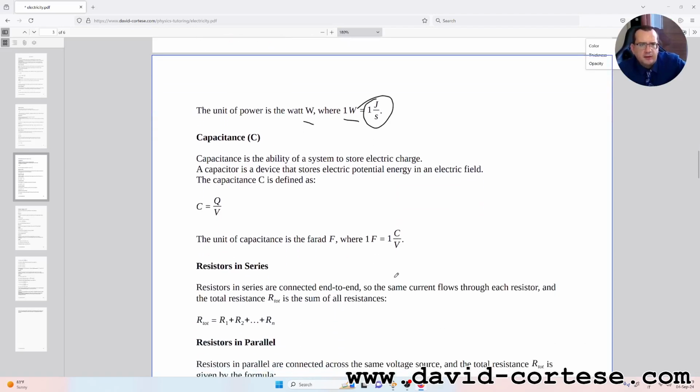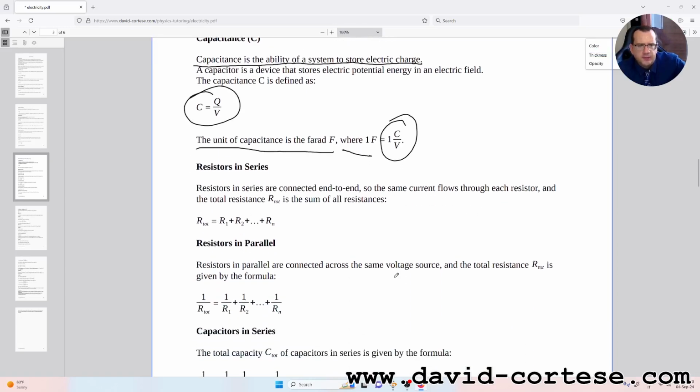Capacitance, C. Capacitance is the ability of a system to store electric charge. A capacitor is a device that stores electric potential energy in an electric field. The capacitance C is defined as C is equal to Q over V. The unit of capacitance is the farad, F, where 1 farad is 1 coulomb over 1 volt.